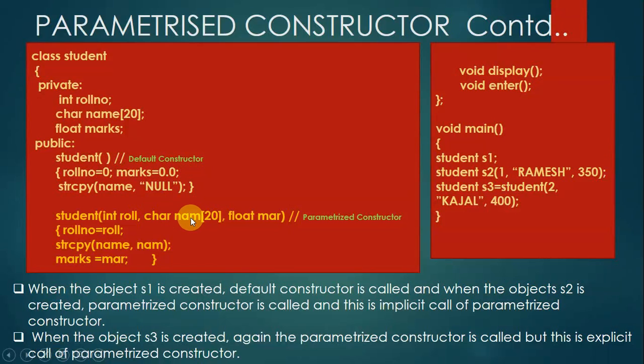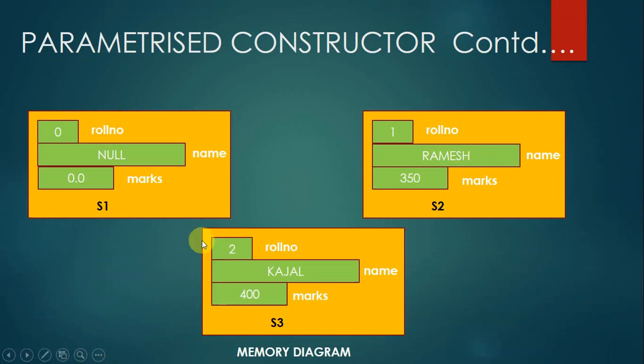Then Nam will take the value Kajal and Mar will take the value 400. So when this function is executed, roll number will take the value stored in roll, which is nothing but 2. Name will take the value stored in Nam, which is Kajal, and marks will take the value stored in Mar, which is 400. So you can see the memory diagram. This is my object S3, where roll number contains 2, name contains Kajal, and marks contain 400.